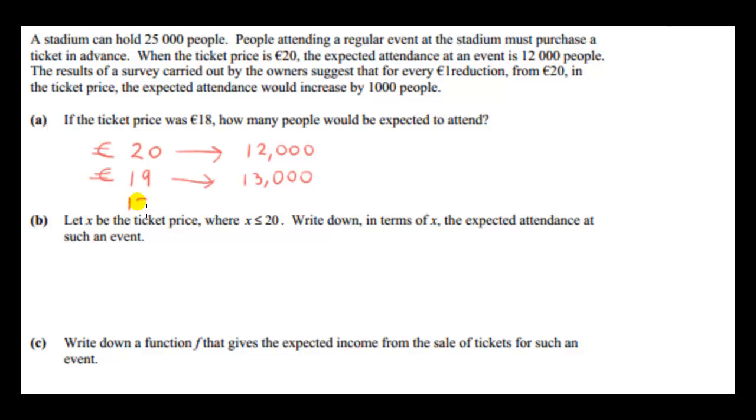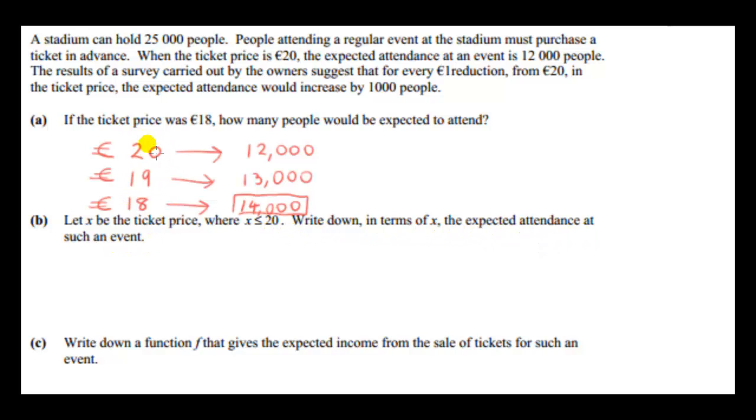So let's look at a situation for €18. Well, that's a further euro reduction in the ticket price. The attendance goes up by 1,000 to 14,000. Let x be the ticket price where x is less than or equal to 20. Write down in terms of x the expected attendance at such an event.